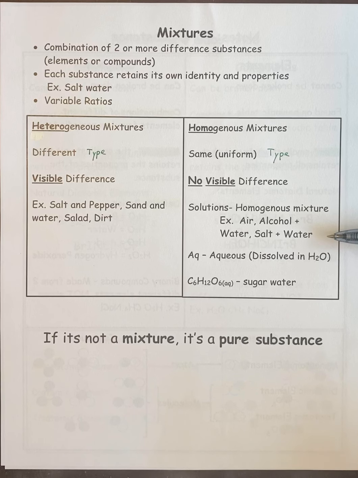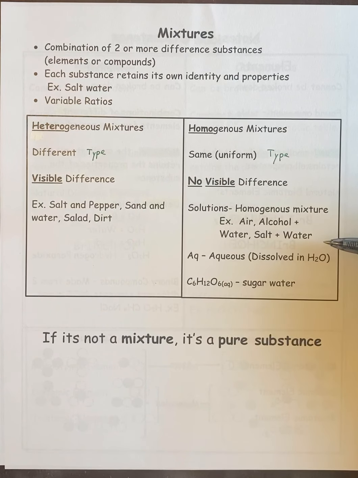So when you initially put salt in water, you will see the salt at the bottom of the container. That doesn't count. What we're going to do is we are going to wait for all of that salt to fully dissolve, and then we would determine if it was homo or heterogeneous.